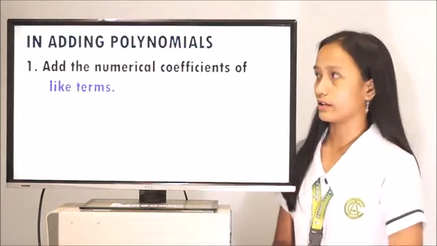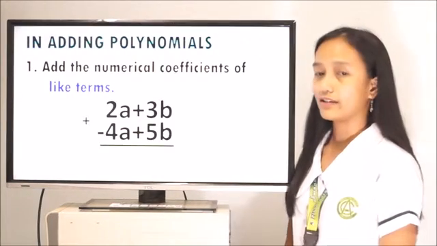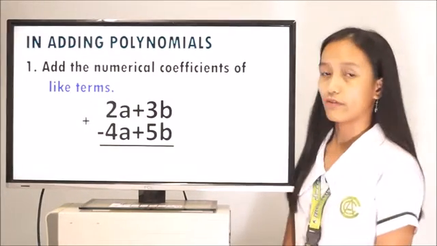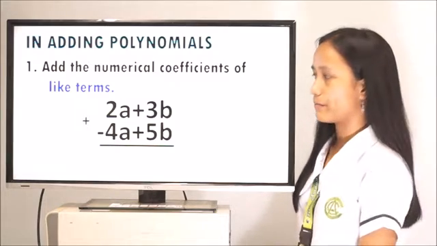First one is addition. In adding polynomials, we add the numerical coefficients of like terms. Like terms are terms having the same variable and exponent. Let's have this example: 2a plus 3b plus negative 4a plus 5b.